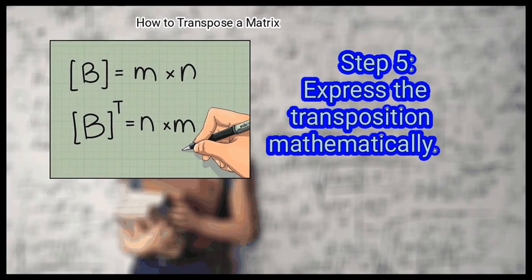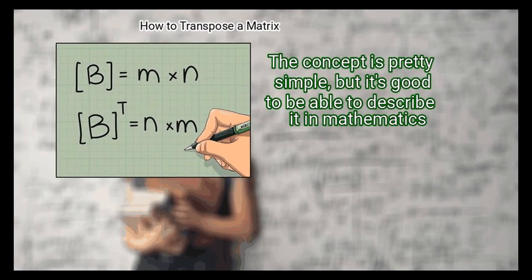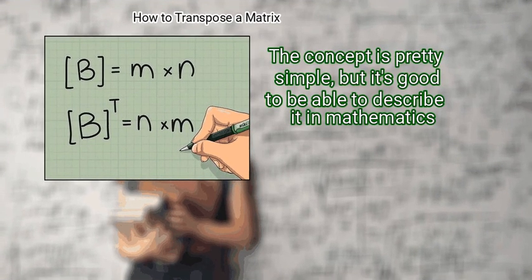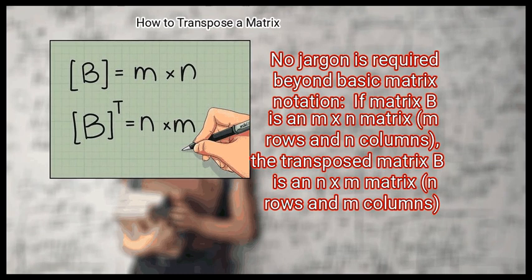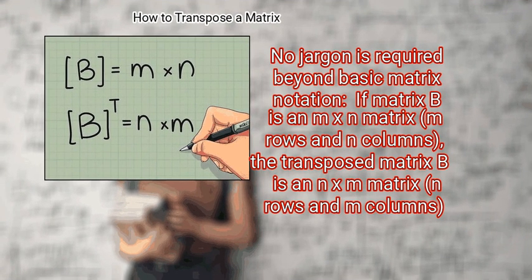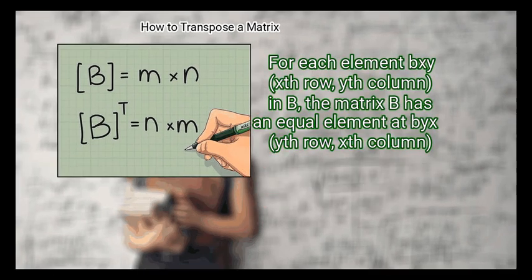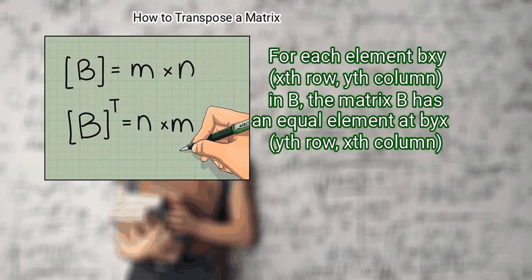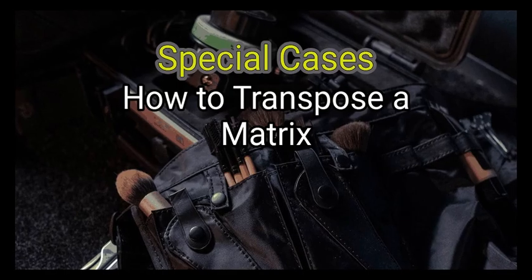Finally, express the transposition mathematically. The concept is pretty simple, but it's good to be able to describe it in mathematics. No jargon is required beyond basic matrix notation. If matrix B is an m×n matrix, m rows and n columns, the transposed matrix B^T is an n×m matrix, n rows and m columns. For each element b_xy, xth row, yth column, in B, the matrix B^T has an equal element at b_yx, yth row, xth column.